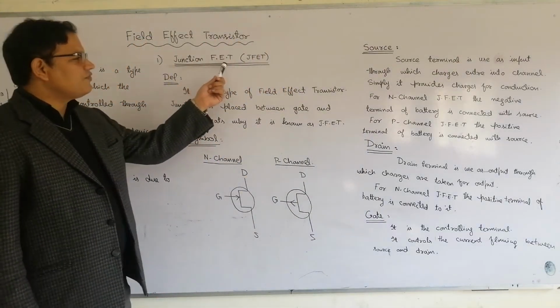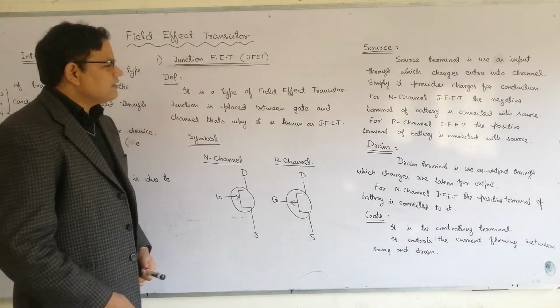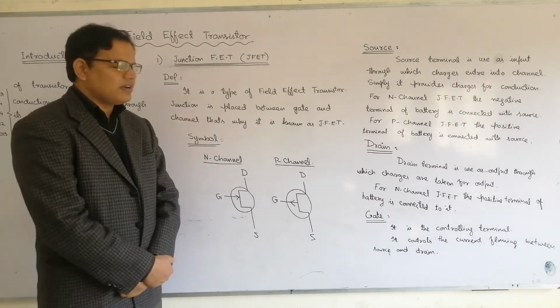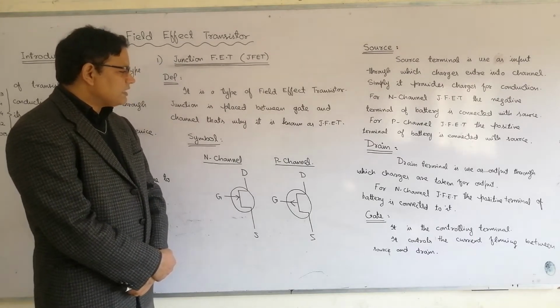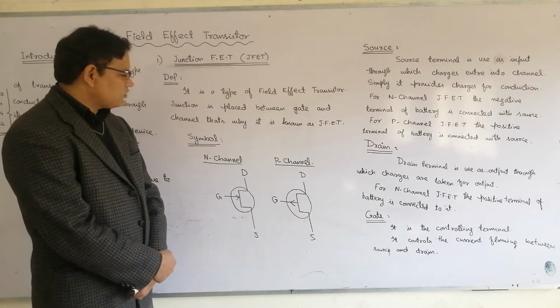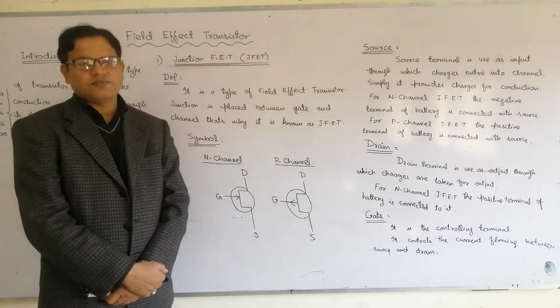What is a junction field effect transistor, JFET? Definition: it is a type of field effect transistor in which a junction is placed between the gate and the channel. That's why it is known as a junction field effect transistor.